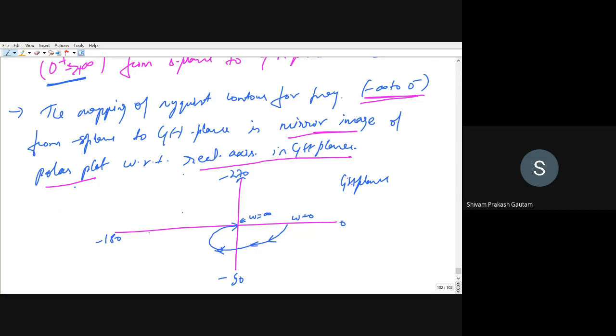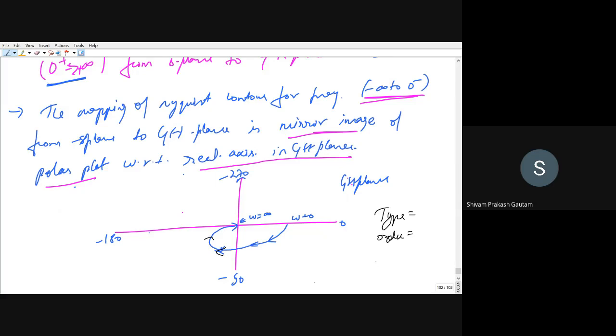Am I audible? Yes, sir. If the polar plot is looking like this, what will be the type and order of the system? I have drawn a polar plot. You can see from frequency 0 to infinity. Now can anyone tell me the type and order of the system? No one can tell me?